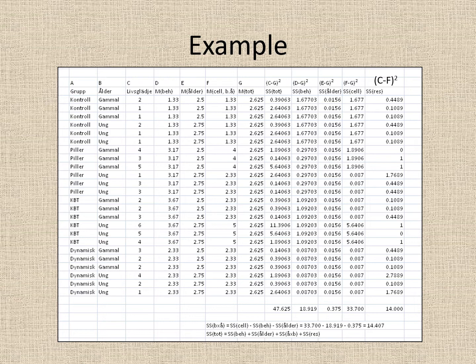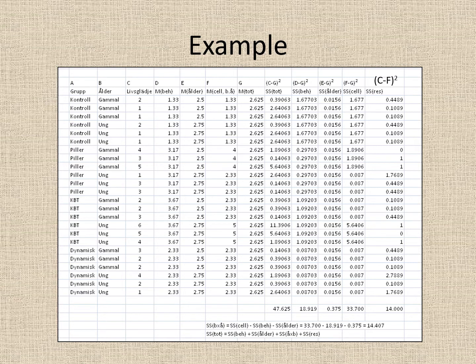And then we calculate our sum of squares. In order to calculate our total sum of squares, we take in each row the individual person's value minus the total mean, which we have in this G column. We take the difference and we square that. We do that in each row, and we get the sum 47.6. So that's a measure of the variation in life satisfaction in the total sample.